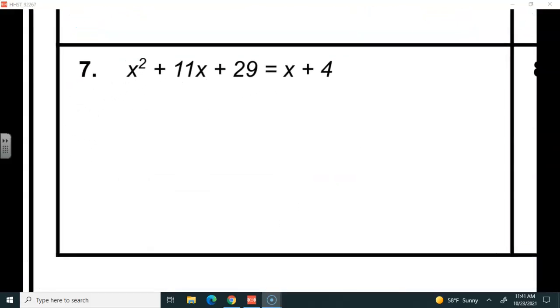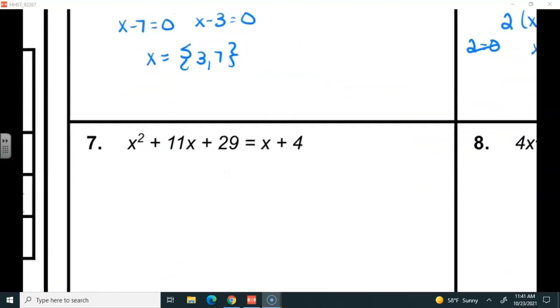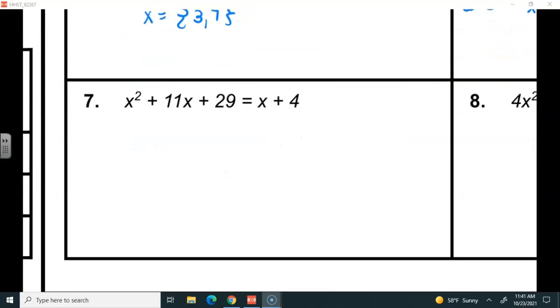Okay, so here, the previous problems were already set equal to 0 for us. So now it is not equal to 0. So the first step was to set everything equal to 0. So we need to move this x plus 4. Okay, so if you remember when you were solving equations, you always do inverse operations. So this is a positive x, so we're going to subtract x, and we're going to line it up over here with its like term. Then we're going to subtract 4, and we're going to subtract 4.